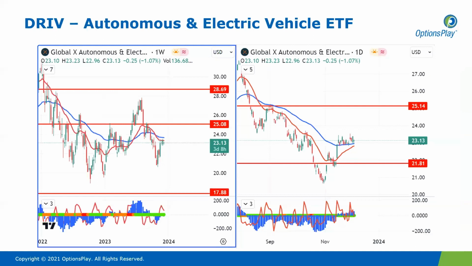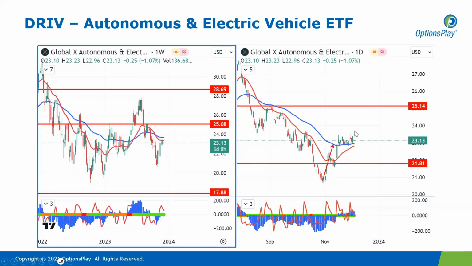So moving on to some subsectors of interest, one of the names that I think is quite interesting is DRIV, which is the Autonomous and Electric Vehicle ETF. So what we've seen here is a fairly range-bound market for most of the year. Price finding some support at 21, breaking above 22, and managing to break above its 21 and 55-day exponential moving averages, finding support at 23 and its 55-day exponential moving average. So it is consolidating after this initial move higher.